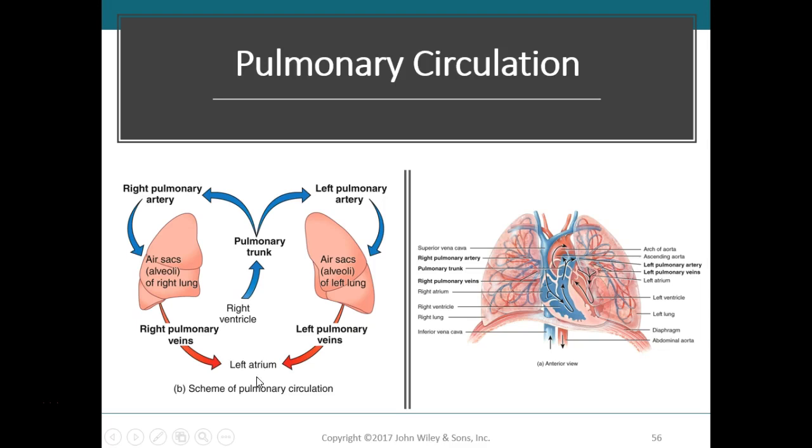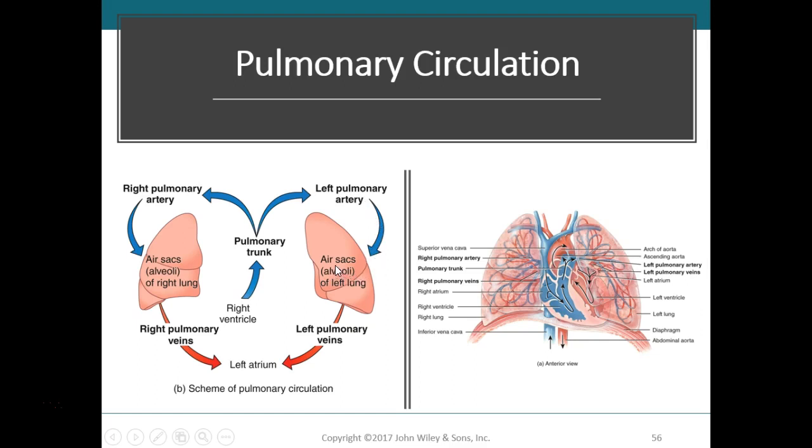So let's take a quick peek at our scheme here. So we've got the left atrium, okay, and up here we've got the right ventricle. So let's begin at the right ventricle. It's going to pump deoxygenated blood out through the pulmonary trunk, which branches into the left and right pulmonary arteries, then smaller arterioles, then smaller capillaries.